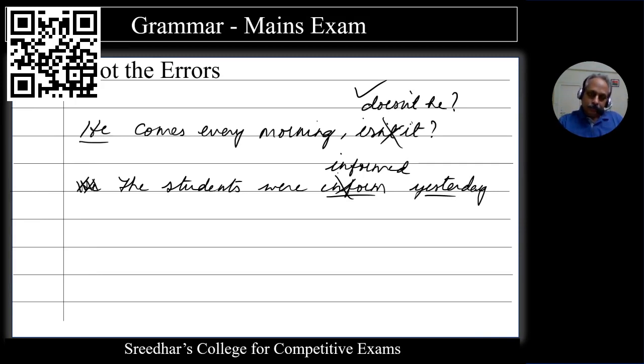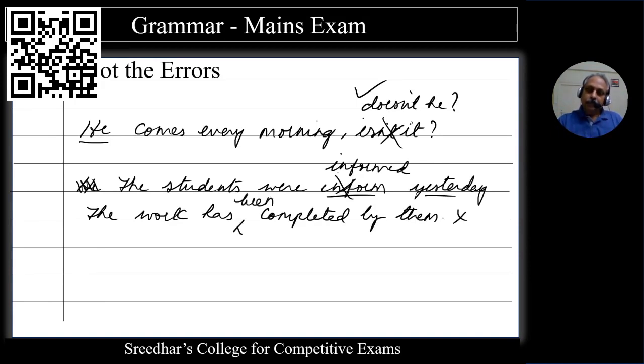And the work has completed by them. It is not correct. This is in passive voice, present perfect. Any perfect tense in passive voice, one word is compulsory. Which word is that? Been. That is missing here. The work has been completed by them. What is the actual sentence? They have completed the work. Active voice. The work has been completed by them. Passive voice.